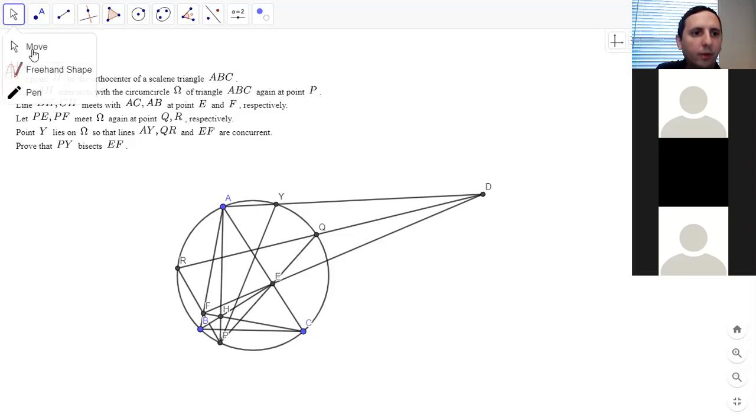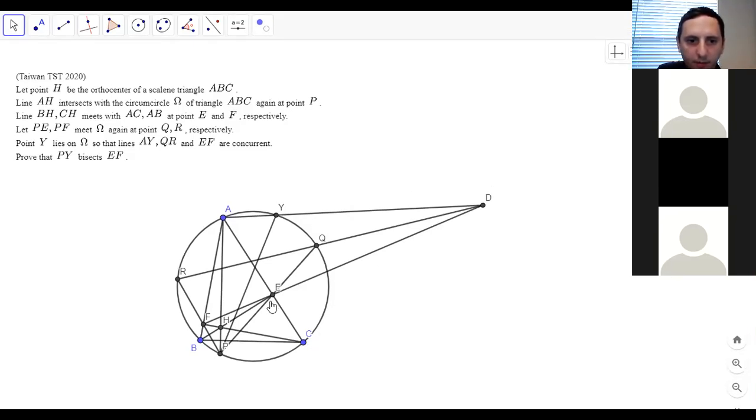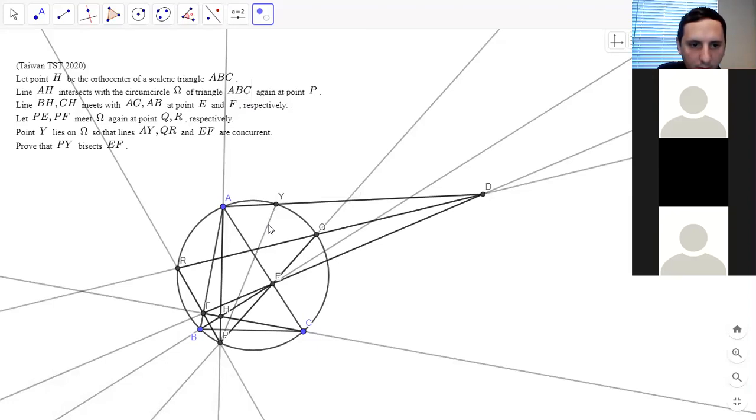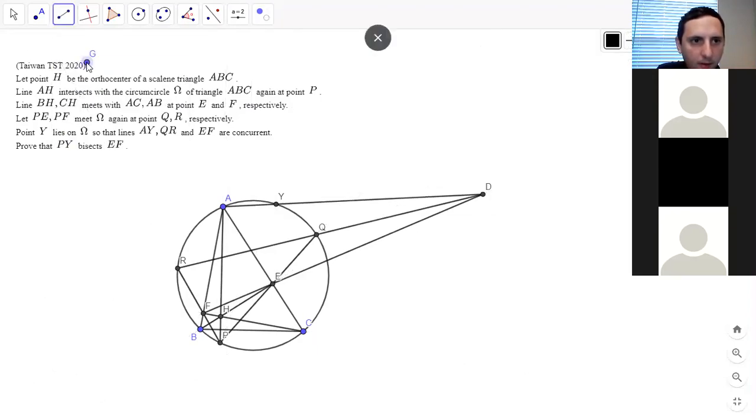All right, I see someone just wrote something in the chat. They're concurrent at the midpoint of EF. What's concurrent at the midpoint of EF? So we're trying to prove that this is the midpoint of EF, right? Oh, CR, BQ, and EF concur by Pascal. And is it obvious that they concur at the midpoint? Yes, just by similar triangles.